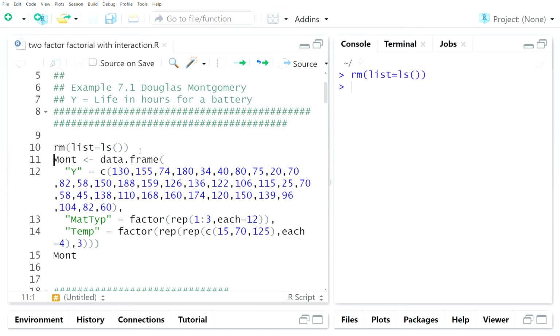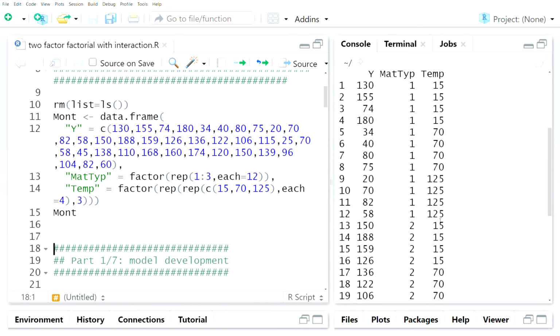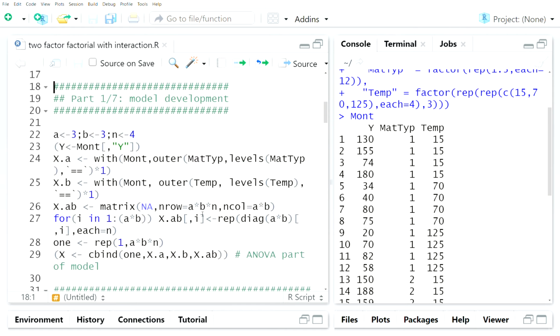First line, I remove all elements from R. I load in the data and let's view it. On the right side here, we have Y, which is battery life, material type 1, 2, 3, and temperature, which is 15 degrees Fahrenheit, 70 and 125. Now let's create a design matrix out of this. Factor A, we're going to call material type. Factor B, we're going to call temperature, and we're going to do 4 replications within each.